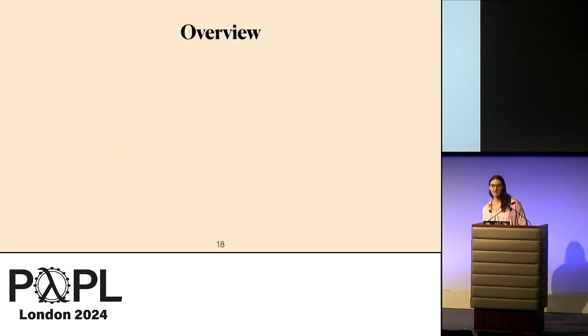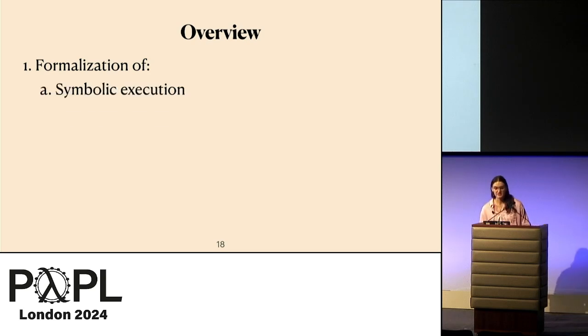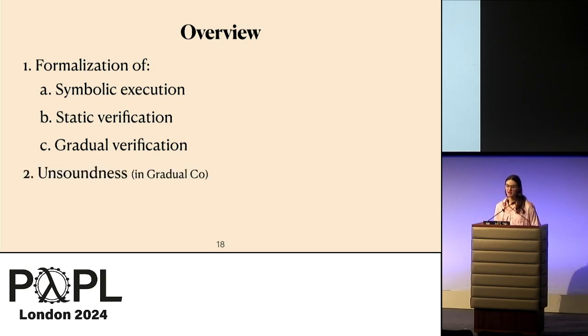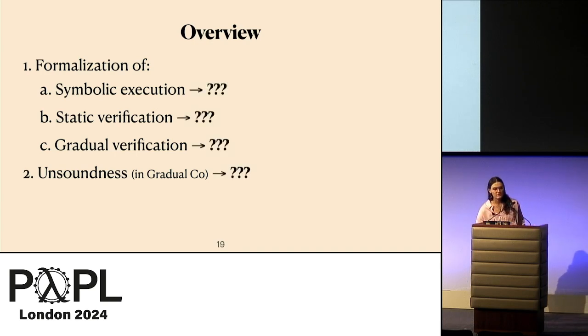So I'll go over several problems that need to be addressed in order to formally state and prove soundness of our gradual verifier, including the formalization of symbolic execution, static verification, and dynamic verification. As I described, there previously was an unsoundness issue in Gradual C0 that we discovered through this work, which obviously needs to be addressed in order to ensure soundness. So for each of these areas, I'll talk about how we address the problem in question, and we'll start with symbolic execution.